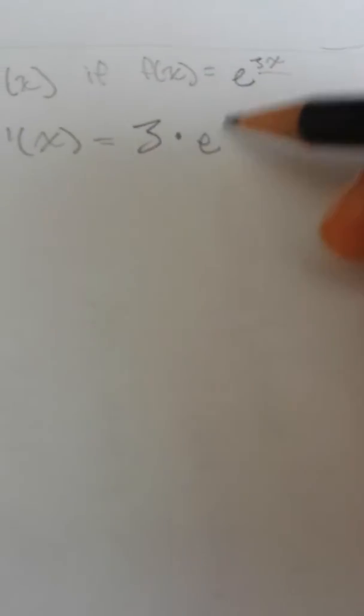So f prime of x, you multiply by the derivative of whatever it's being raised to, which in this case is just 3. So you have 3, and then you bring down the stuff, leave that alone. So then your derivative is equal to 3e raised to the 3x. And that's your final answer.